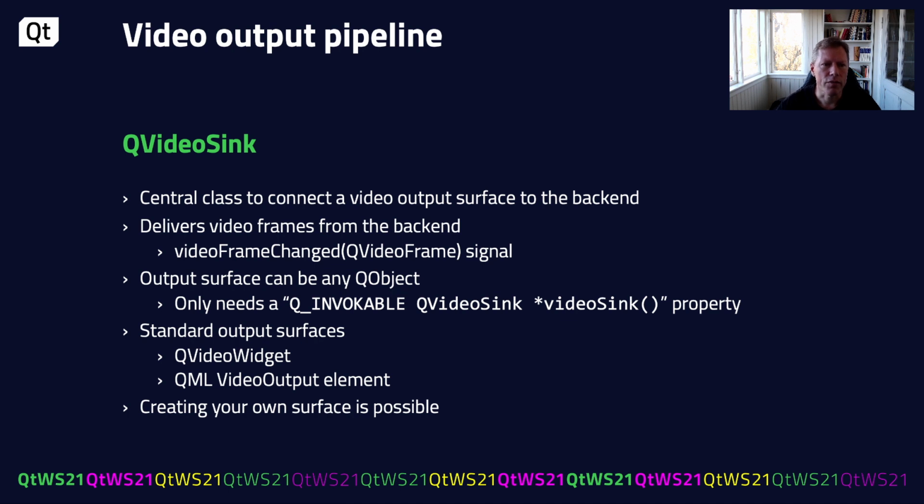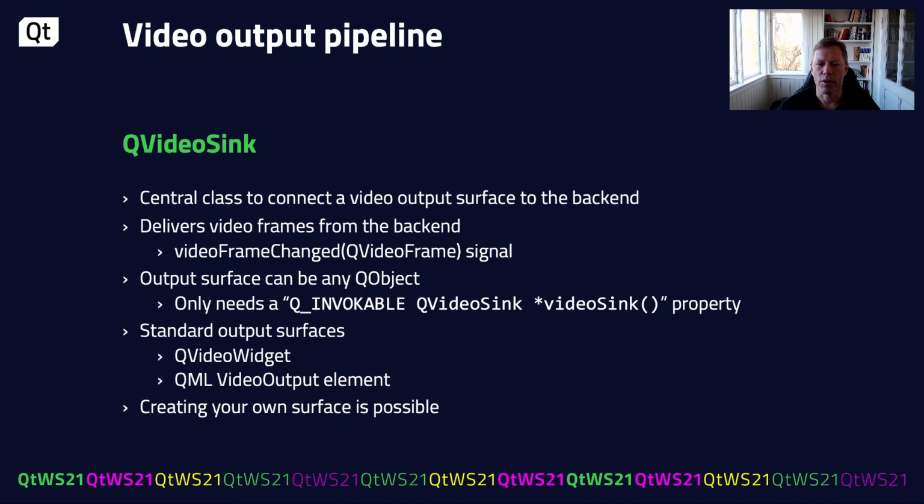Let's have a look at the video output pipeline. This is also a part of Qt Multimedia that has changed significantly between Qt 5.15 and Qt 6. The central class that handles things from a public API perspective is QVideoSink. This class handles the connection between a video output surface and the backend that generates the video data. It delivers video frames from the backend through the video frame changed signal.